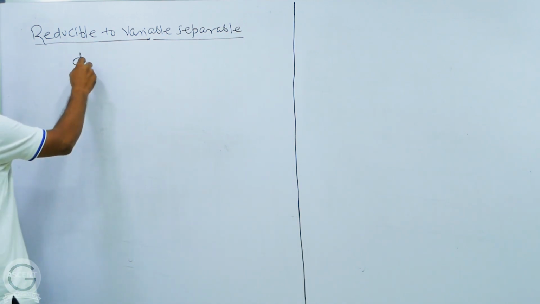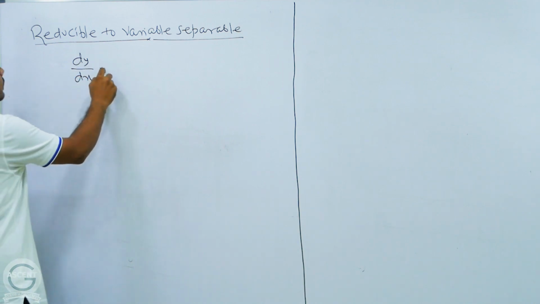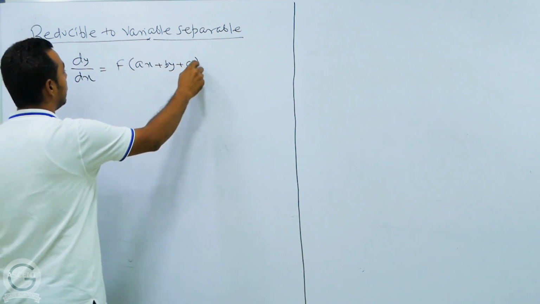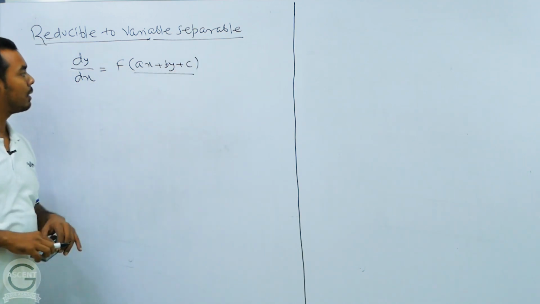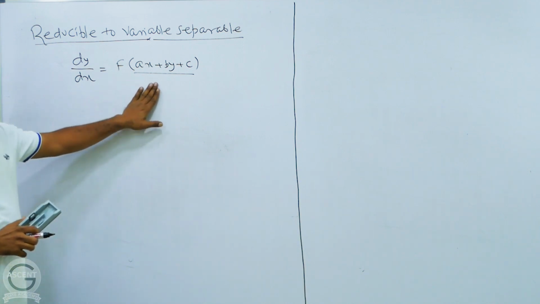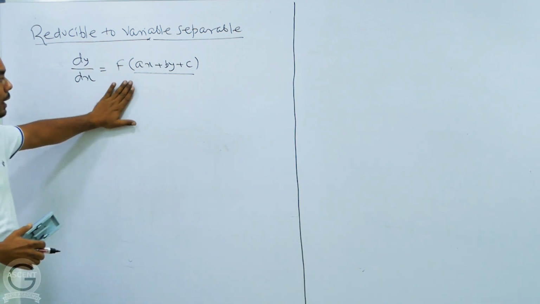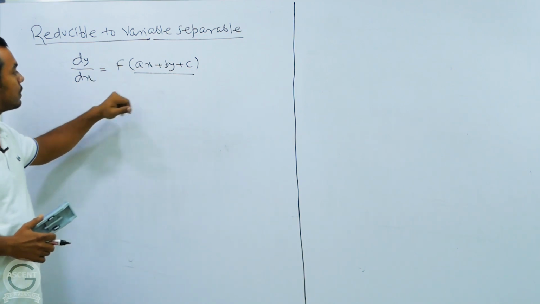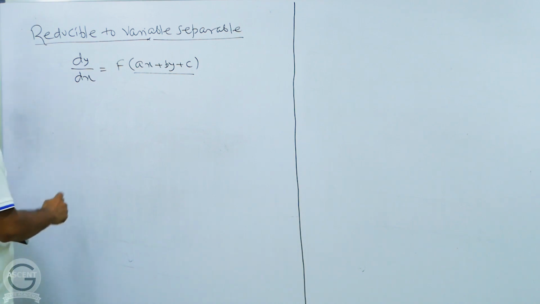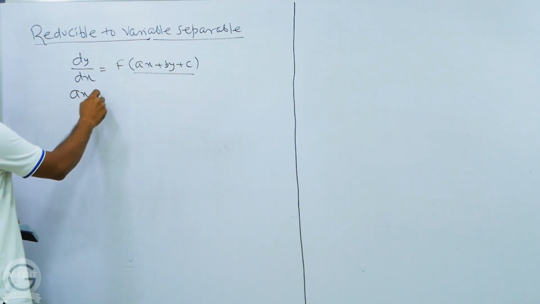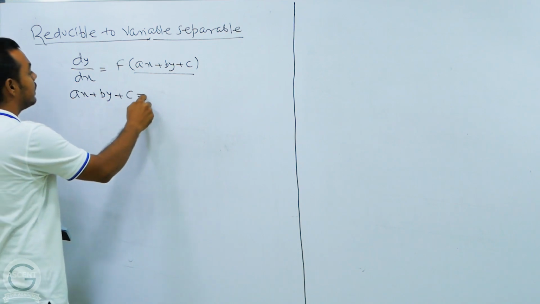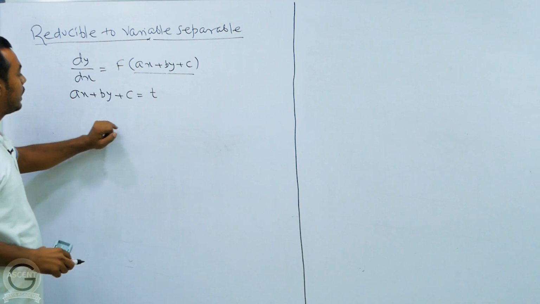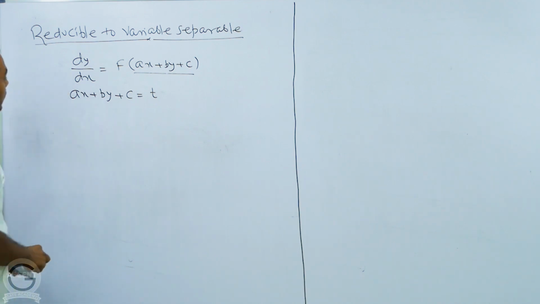So here the standard format will be dy by dx equals some function of ax plus by plus c. Remember that in this type of differential equation, first see whether you can directly separate the variables or not. If you can directly separate the variables, then separate them and integrate on both sides to get the solution. But if you cannot separate the variables, then you have to perform this substitution: ax plus by plus c equals t. In place of ax plus by plus c you have to write t, and then you will see that you can separate the variables.